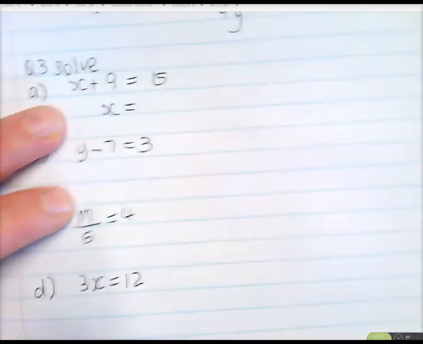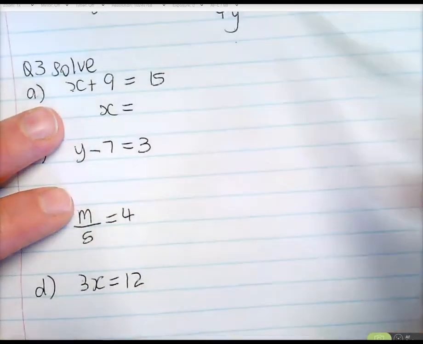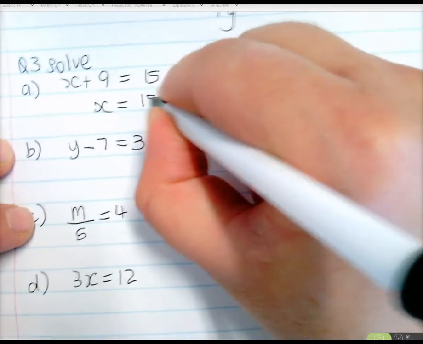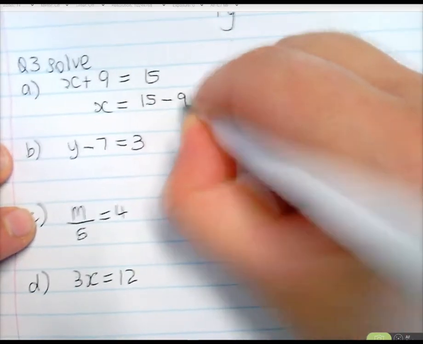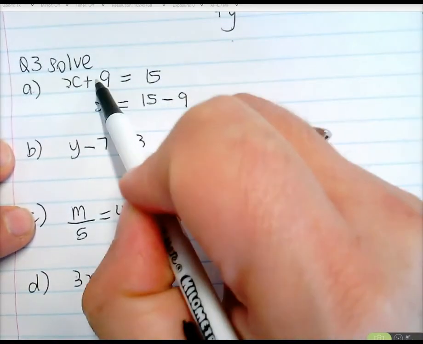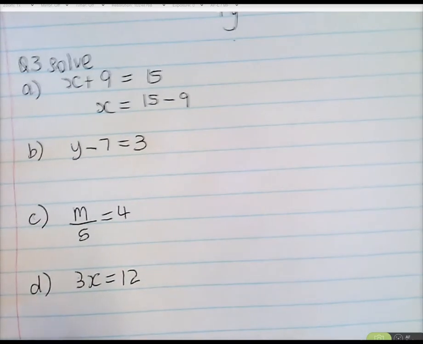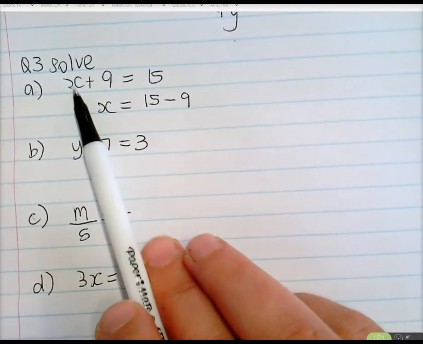So girls, I'm trying to solve and work out what the x is. So I get x is, I don't want this plus 9 here, I'm going to take it to the opposite side. What do I get? What do I write? 15 what? Minus 9. Remember the plus 9, I can take it over to the other side.